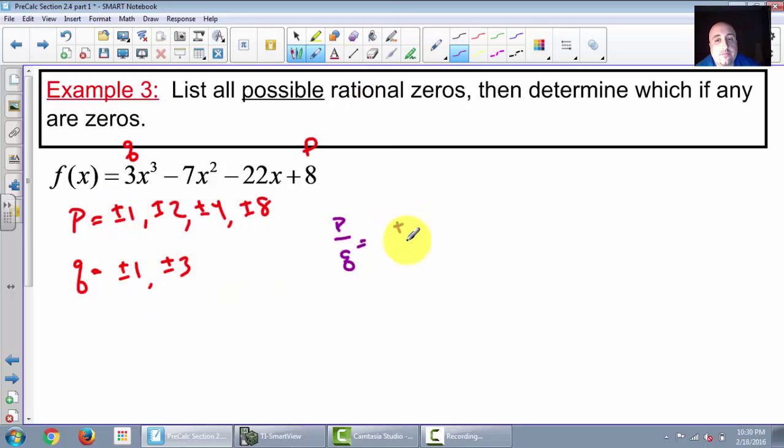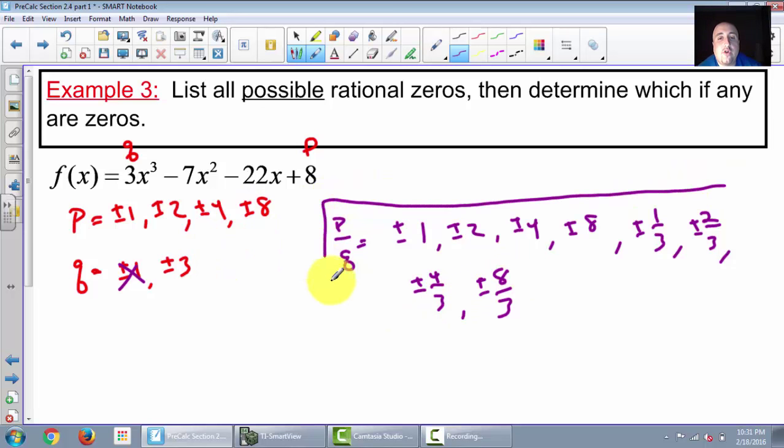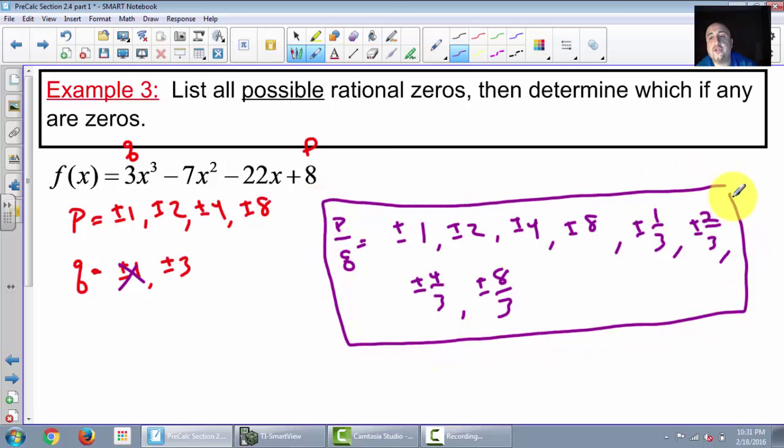1 divided by 1 is 1. 2 divided by 1 is 2. 4 divided by 1 is 4. 8 divided by 1 is 8. So I've done all my 1s. Now I'm going to do the 3. 1 divided by 3 is 1/3. 2 divided by 3 is 2/3. 4 divided by 3 is 4/3. And 8 divided by 3 is 8/3. So here is my list of all possible rational real roots. These are the ones that can be written as fractions.